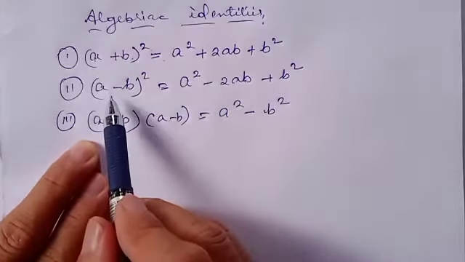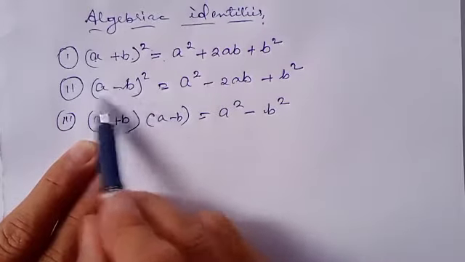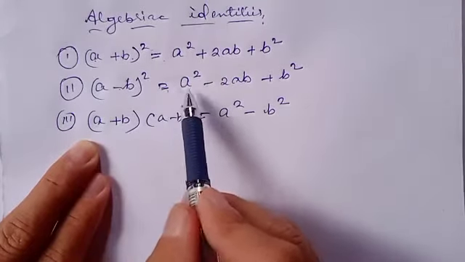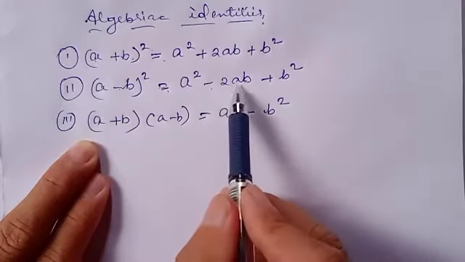Second algebraic identity can be written as a minus b the whole square is equal to a square minus 2ab plus b square.